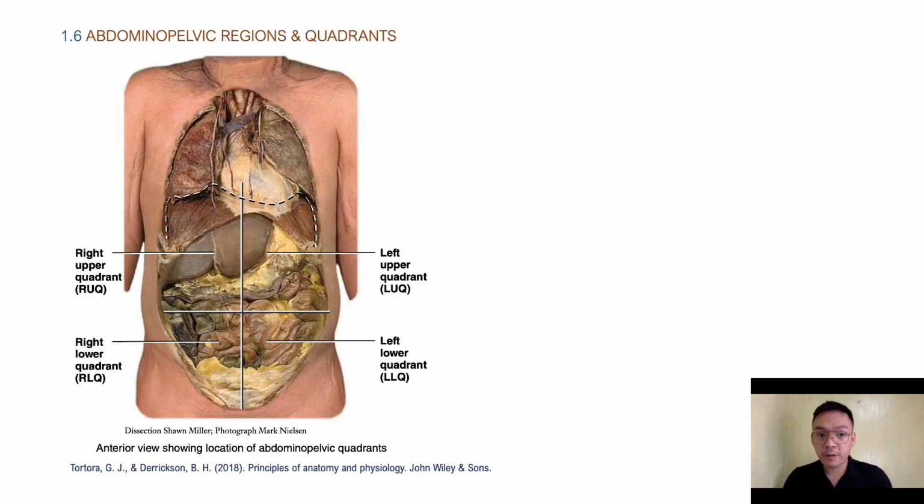This dissection photograph shows you the quadrants of your abdominopelvic cavity. Below the dashed lines, these two lines are crossing at a right angle at your umbilicus. This is your navel, and they form right angles on your navel, thus giving us the different quadrants: right upper quadrant, right lower quadrant, left upper quadrant, and the left lower quadrant.